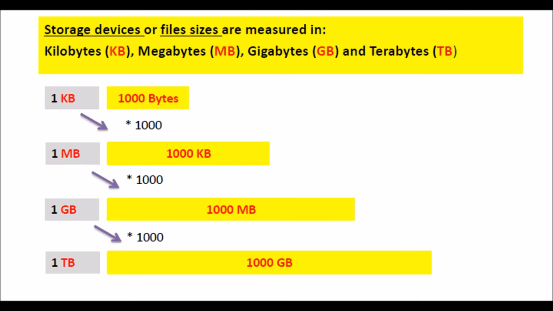Then 1 byte of data is equal to 8 bits, and 1000 bytes of data, or 1024 bytes of data, is equal to 1 kilobyte. Then 1000 kilobytes is equal to 1 megabyte. Then 1000 megabytes is equal to 1 gigabyte, and 1000 gigabytes is equal to 1 terabyte. So just try to pay attention to this.